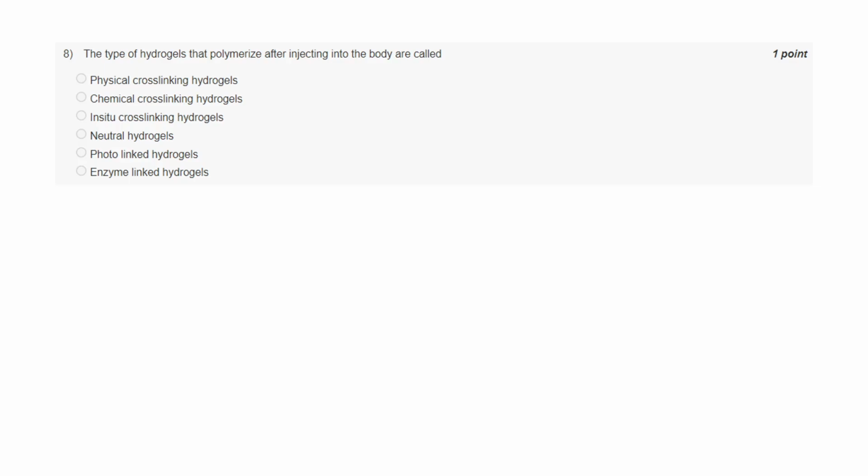I'll wait for a while for you to respond if anyone wants to. Okay, let's see. Yeah, both of you are correct. The right answer is in situ cross-linking hydrogels.